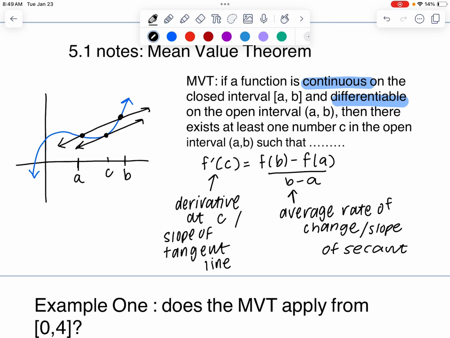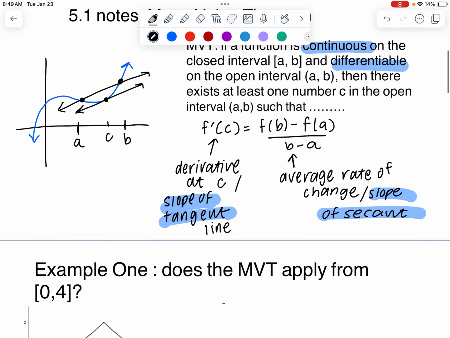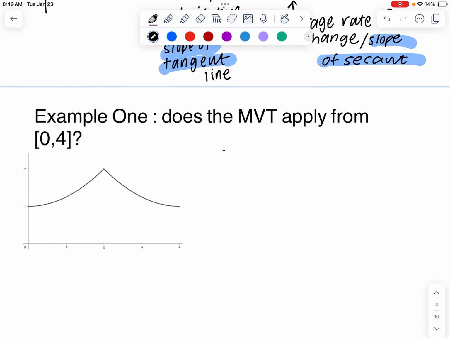And we're going to continue to practice this concept. But big idea, the slope of the tangent at some point is going to equal the slope of the secant line. So let's go on to a couple problems where we're just talking about, does the mean value theorem apply here? So our two conditions for the mean value theorem: it is continuous on the closed interval, and then it is differentiable on the open interval.